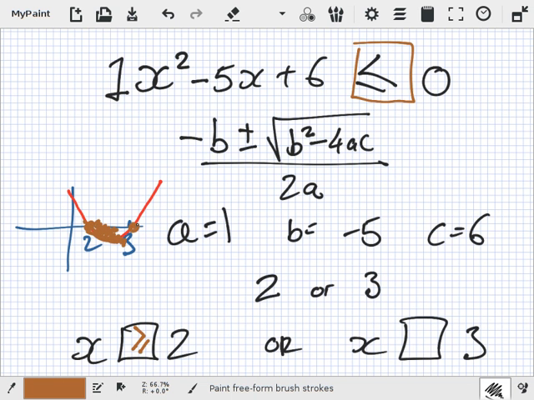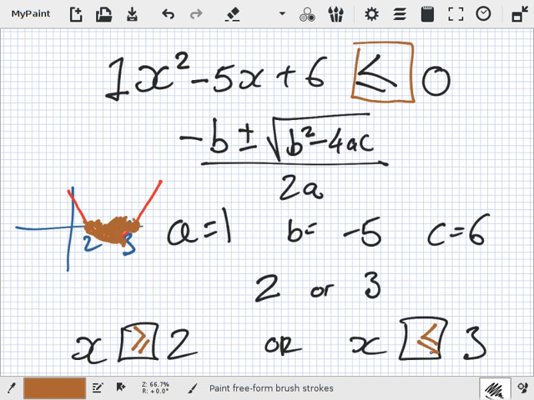If I'm at 3, am I looking left or right? Do I want to be more than or less than 3? I want to be less than 3, because I want this part. So that means x needs to be less than 3. And this is how we can decide what do we put at the end. Yeah? Have you seen this before, or is this something different to what you've seen? It's a bit different, is it? Yeah.